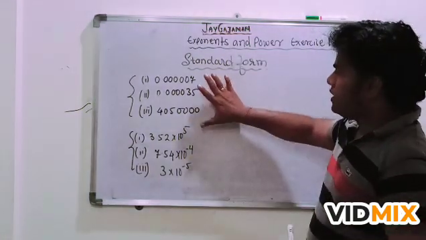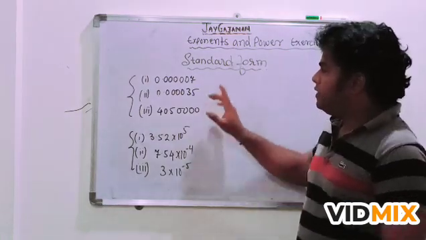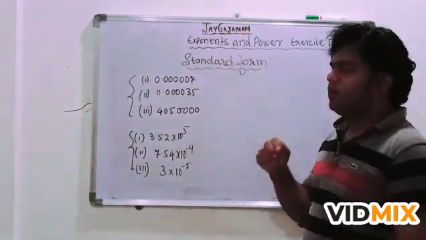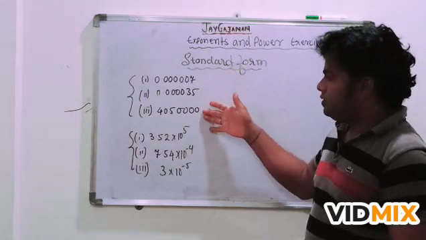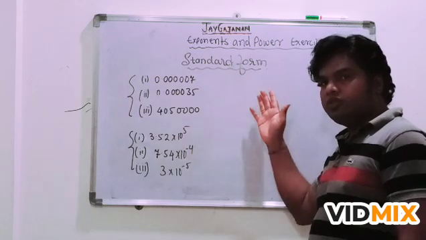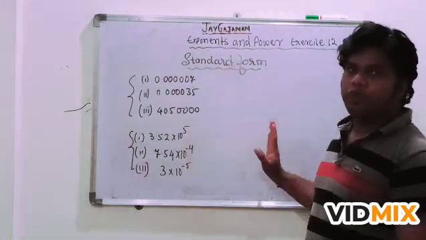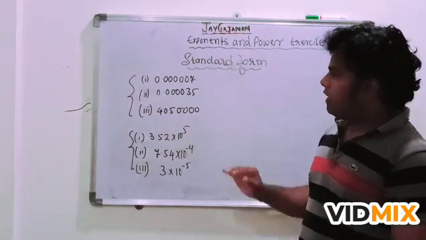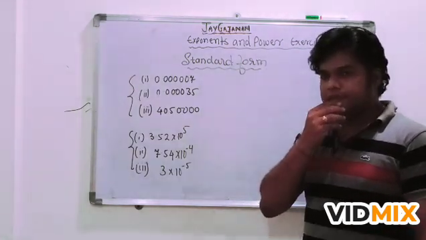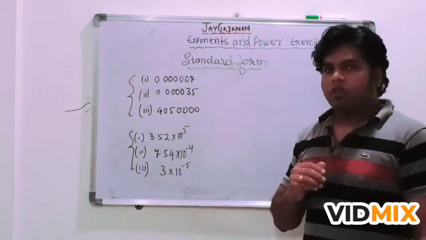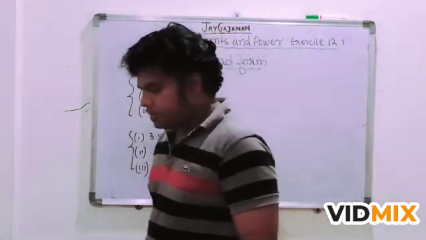As you can see, I have just written three questions on the board, in which the first three are in the usual form. We have to convert those into the standard form, and the others are already in the standard form that we have to convert into usual form. After seeing this video we will go to exercise 12.2 and solve the problems from that. But before that we have to discuss this. So let us discuss.